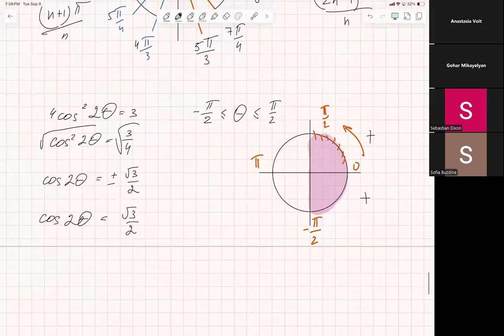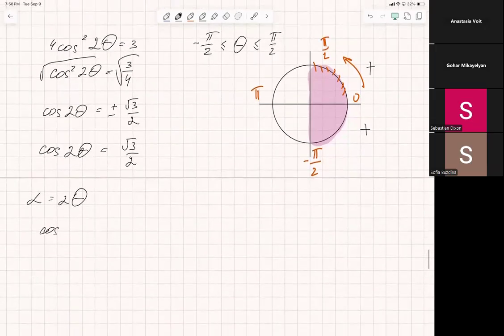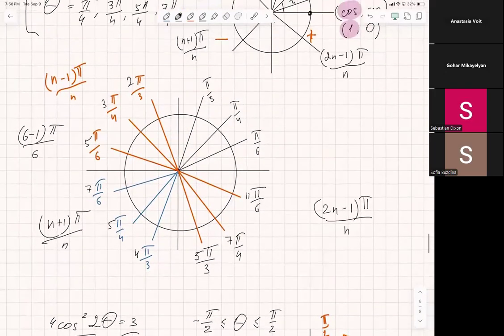Okay, now if we treat, let's say, alpha as 2 theta, then we have cosine alpha equals square root of 3 over 2. Now, when is my cosine alpha equal to square root of 3 over 2? For what values of that alpha? So alpha is equal, again, let's go back to our unit circle.